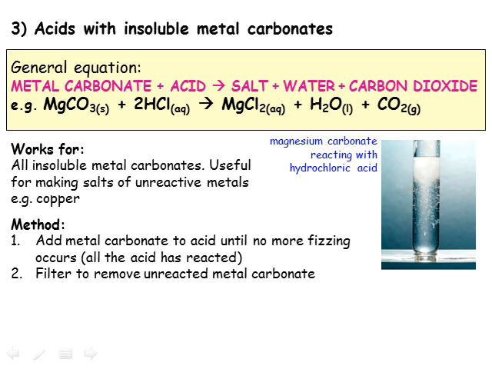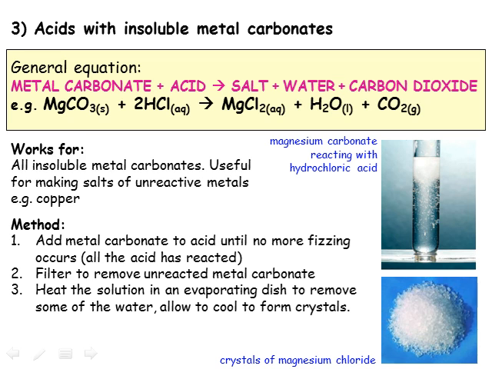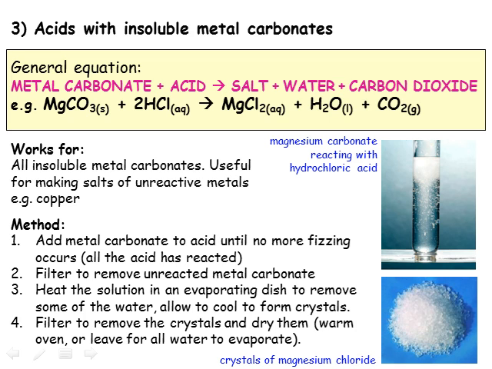When adding more solid carbonate produces no reaction, we can filter the solution to remove the unreacted metal carbonate, and then heat the solution in an evaporating dish to evaporate some of the water before leaving the solution to cool and crystallize. We can then filter again to obtain our crystals and get rid of any uncrystallized solution. Then dry the crystals in a warm oven or between pieces of filter paper.